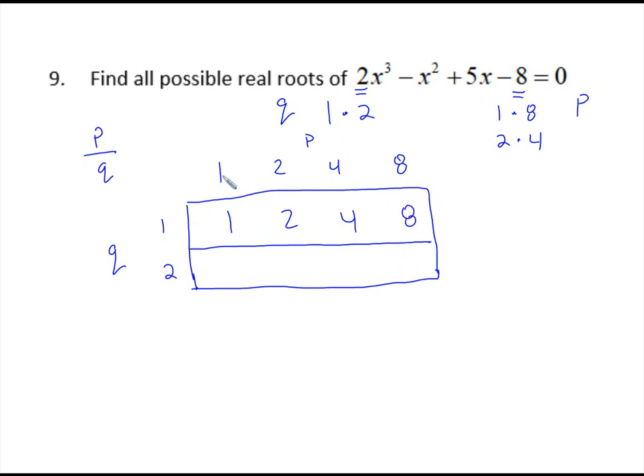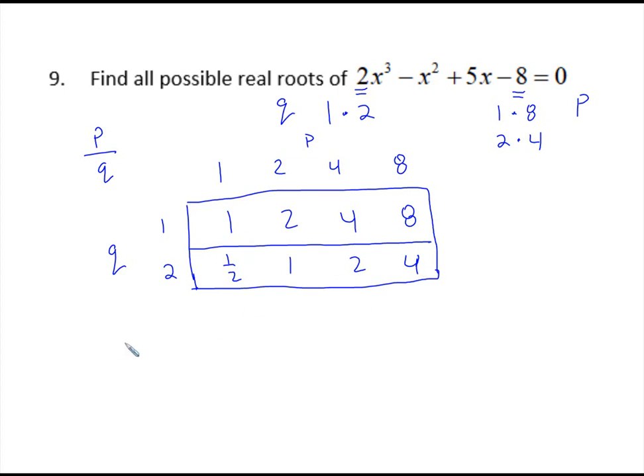Then when I take the 1 divided by 2, I'm going to get what? 1/2. What's 2 divided by 2? 2 divided by 2 is 1. So I already have the 1 there, so you don't need to put it again. I mean, you could if you want. 2 divided by 2 is 1, 4 divided by 2 is 2, 8 divided by 2 is 4. So these that repeat, you actually don't need to write it again. You could if you want to.